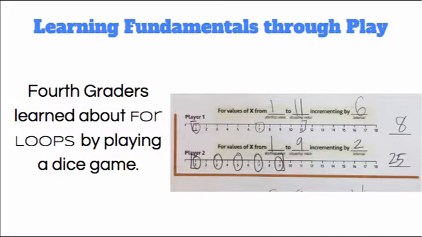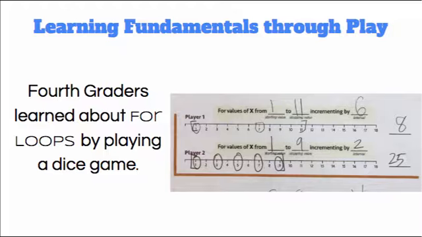In this example, fourth graders are learning about a more advanced loop, for loops, by playing a dice game. So this is just a little snippet of their game board. But you can see first we defined the definition of a for loop as something that has a beginning and an ending number as well as an incrementing number.